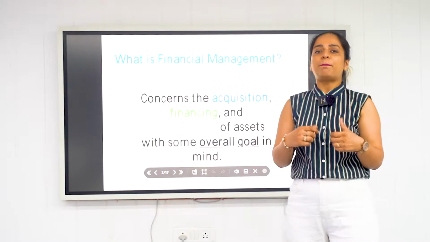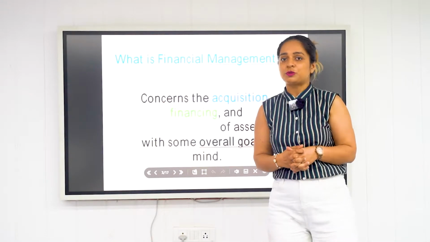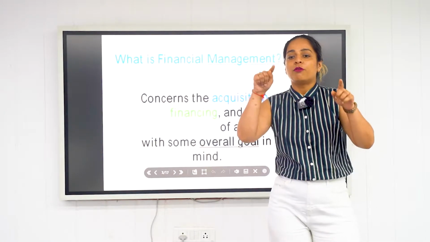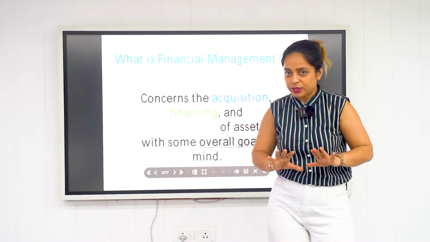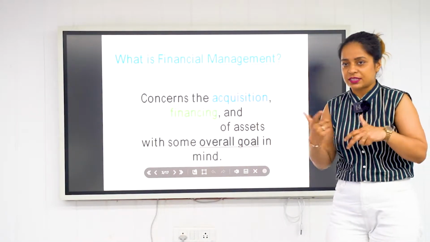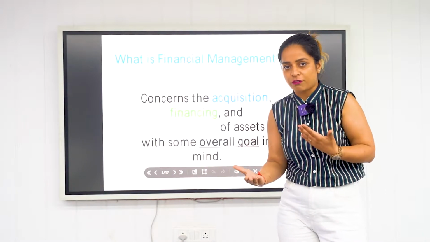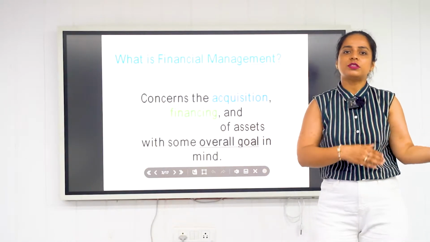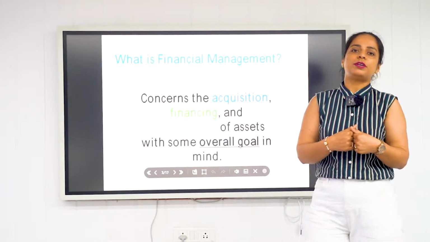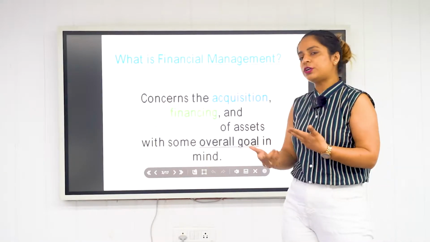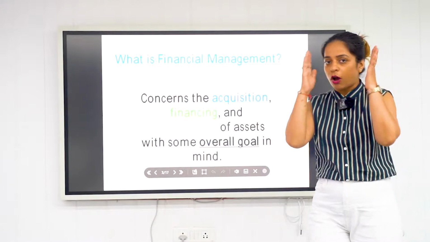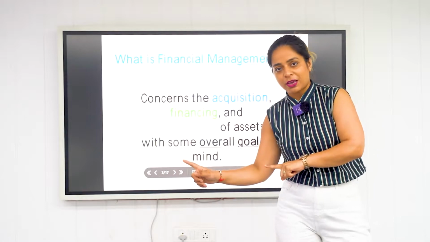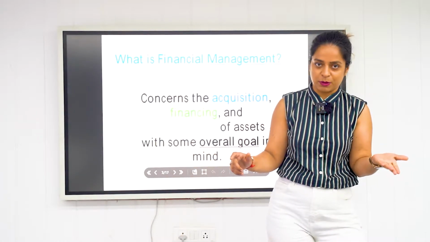If we are talking about a typical definition of financial management, then it would say that it concerns the acquisition of money. It means from where you can acquire the money for your company. Then financing the money, what are the different sources of money, how you are investing your money into different sources. That could be long-term sources, that could be short-term sources, and the last one, management of assets with some overall goal in your mind, right? The overall goals in financial management are profit maximization and, second, wealth maximization, right?